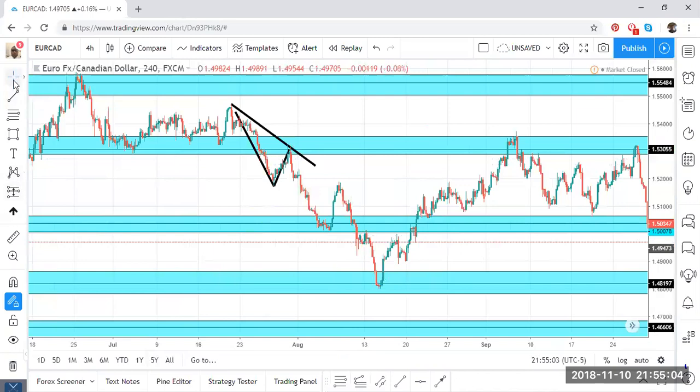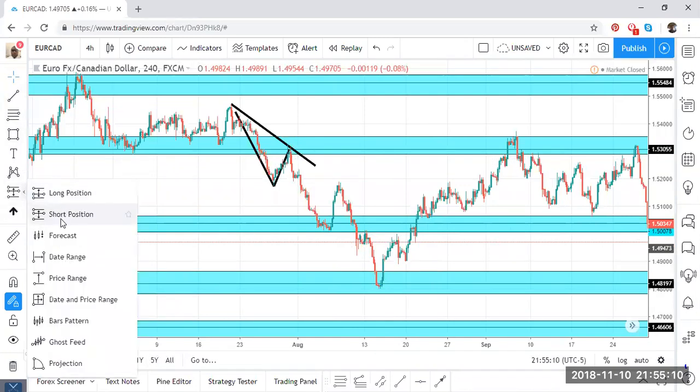You get it right over here. Where the trend line is, then the fib, then the box, text, this one here. Go to the right arrow. Look for the long or short position. And I want you to identify the trade and tell me why you're taking the trade.